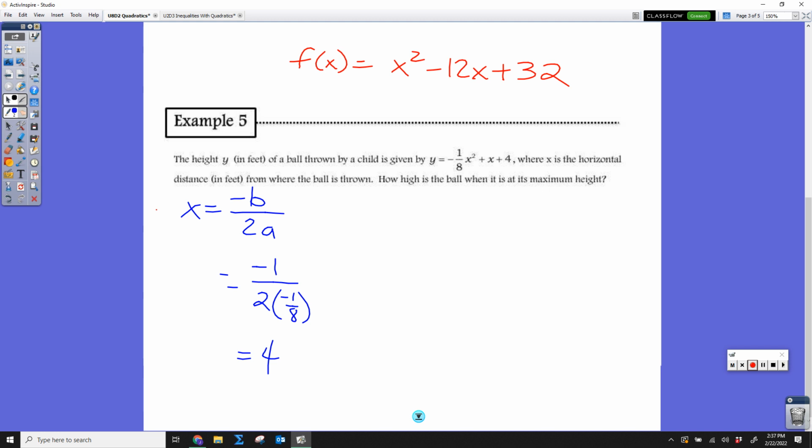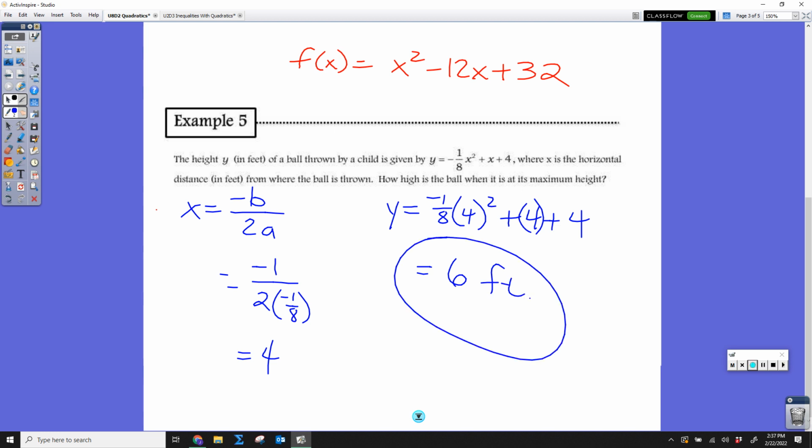But we want to know what's the maximum height. The maximum height would be the y coordinate, right? So take that 4 and do what with it? Plug it in. We take that 4, and everywhere there's an x, we substitute the 4 in place. I'll put parentheses around this just because you know that I substituted. We got 6. Yeah. 6 feet.